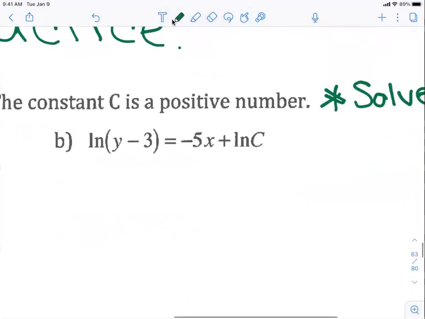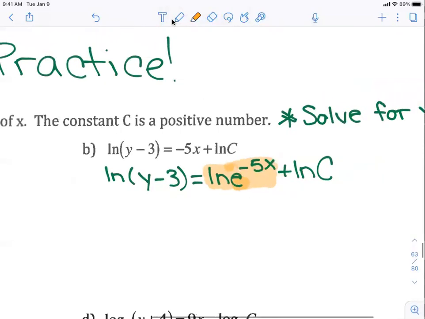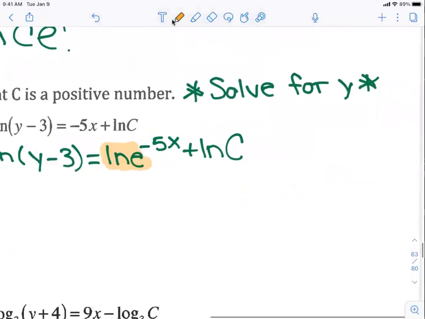Now we can put a natural log e in front of it. Let me write it down first so it looks nice and I have enough room. What I've just added in is this part here. I added in the natural log e and raised it to the negative 5x. There's a reason why I did that, and you're allowed to do that.